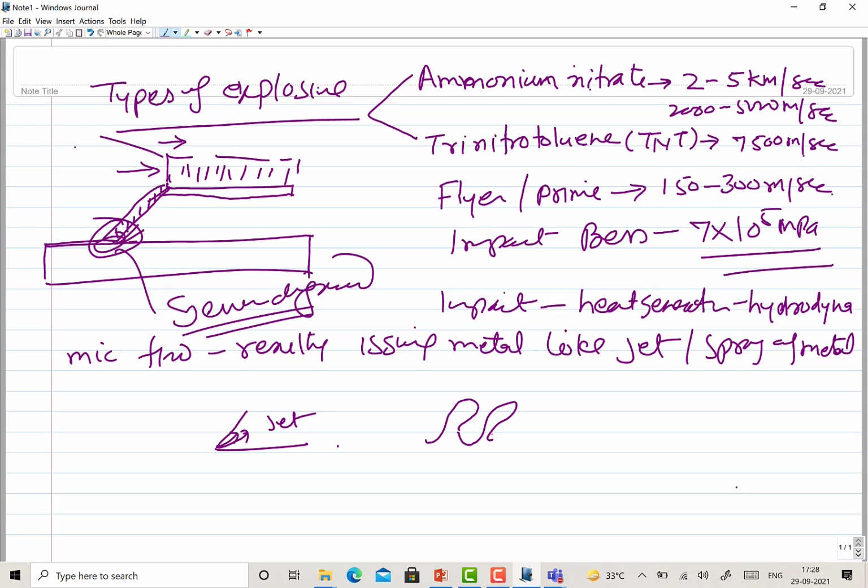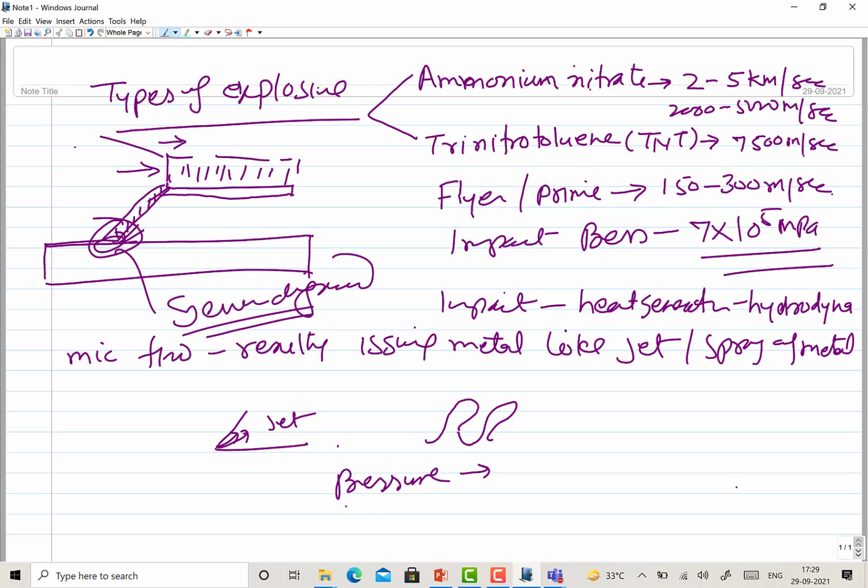So what are the factors governing this? The impact pressure being generated, as I said, with a typical value of 7 times 10 to the power 5 MPa, leads to the jetting kind of action, cleaning, perfect metal to metal contact, and then metallurgical bonding.